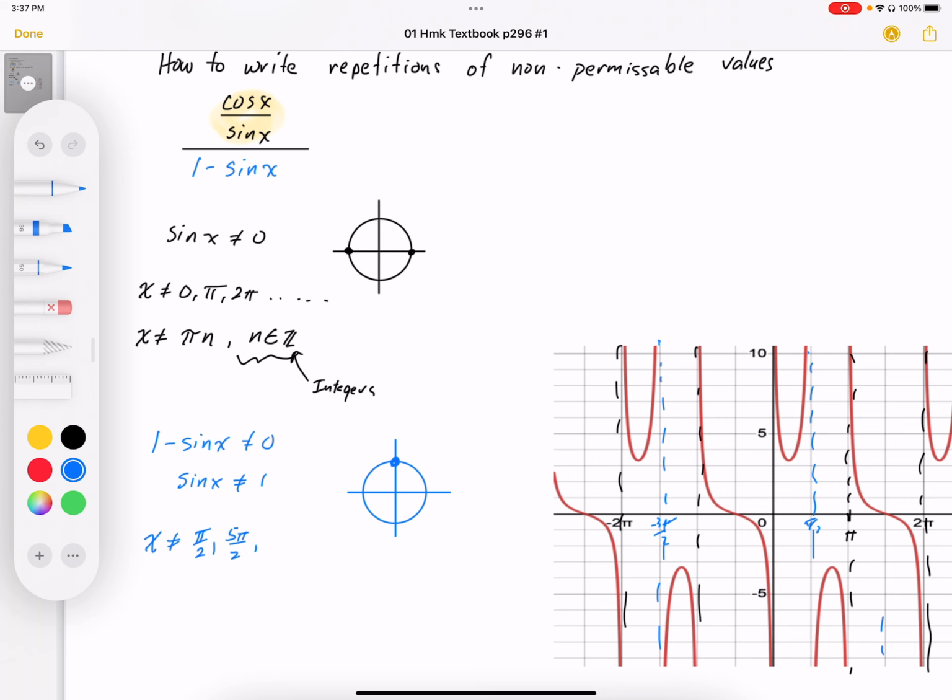And then another full circle, we're going to end up at 9 pi over 2, dot, dot, dot. And so to show these repetitions, instead of writing all this dot, dot, dot, we're going to write this with repetitions. And we're going to start at pi over 2, and then we're going to go in increments of 2 pi n, where n is, again, an integer. n is an element of integers. Okay, so again, this part here shows the repetitions.